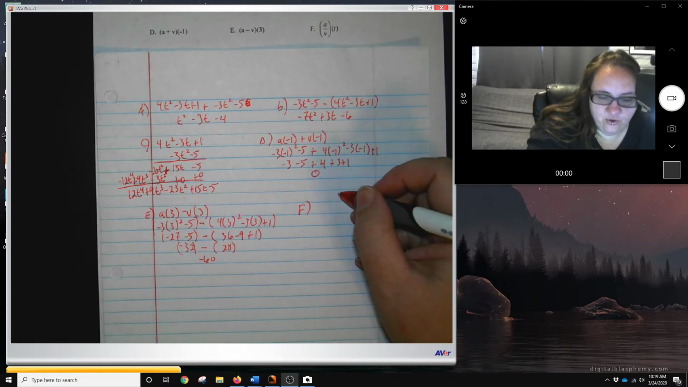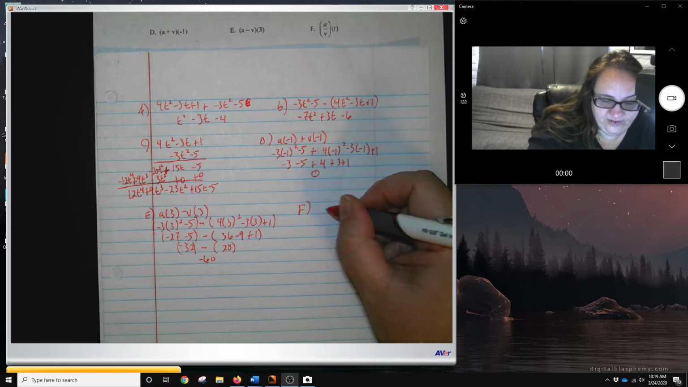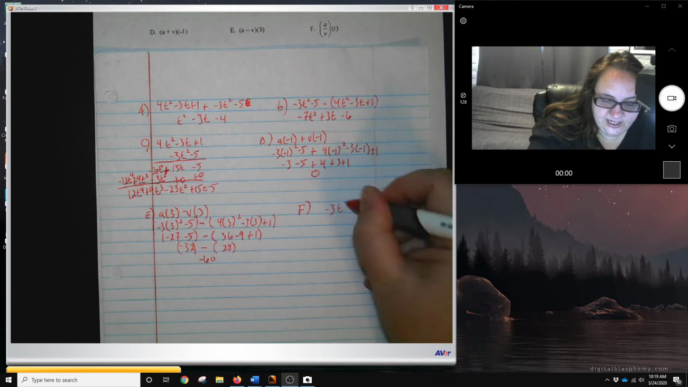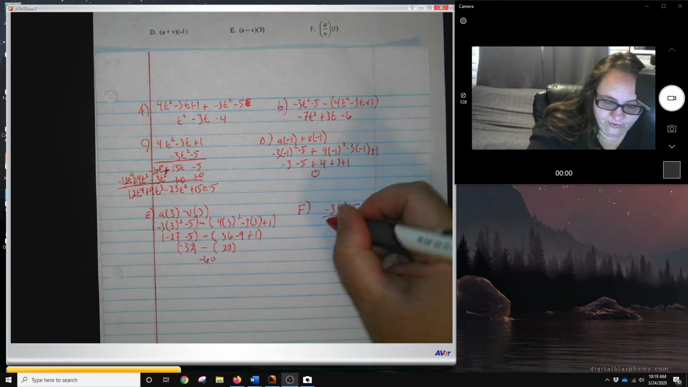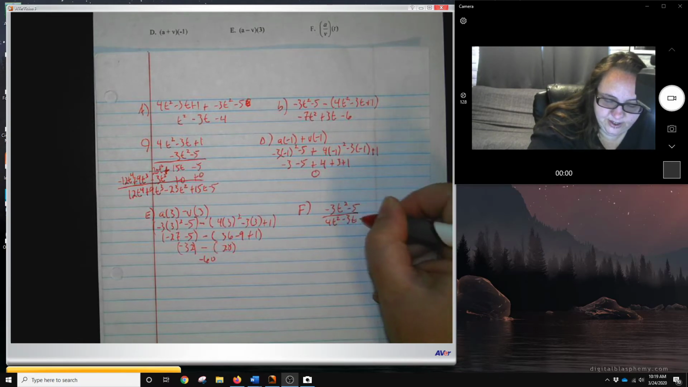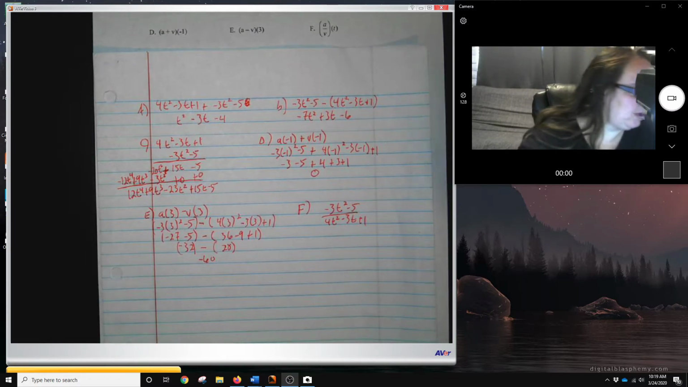A over v of t is just going to be a of t over v of t, so negative 3t squared minus 5 over 4t squared minus 3t plus 1. That's all you have to do for that one.